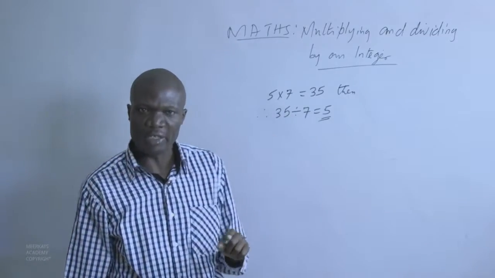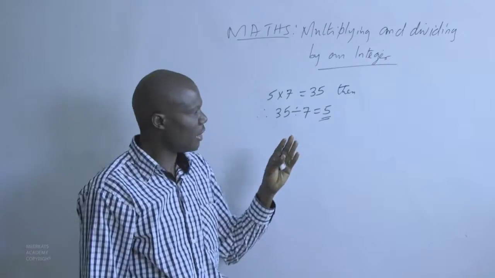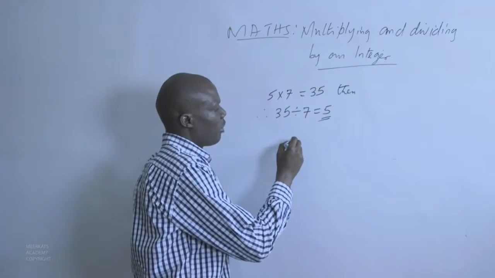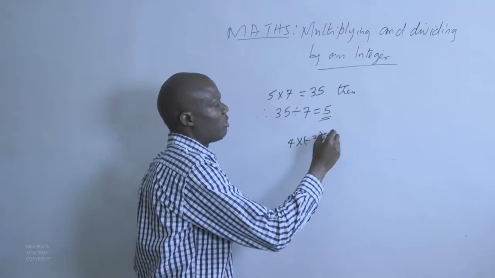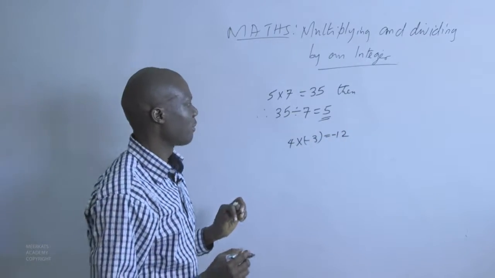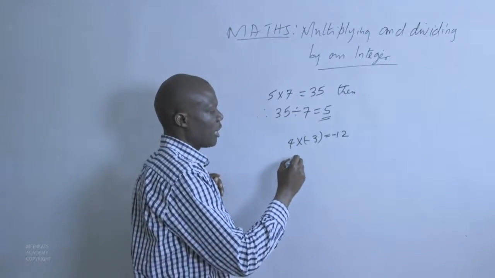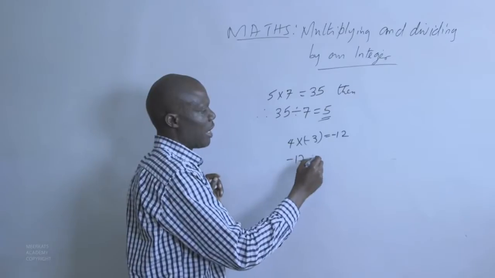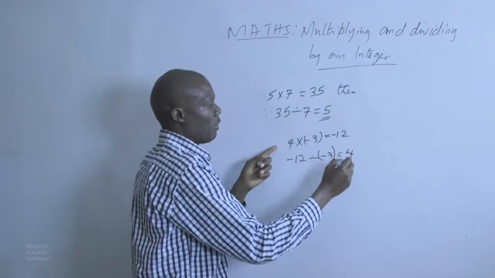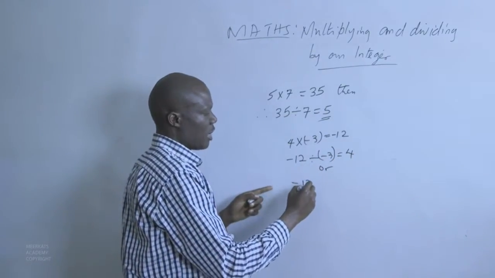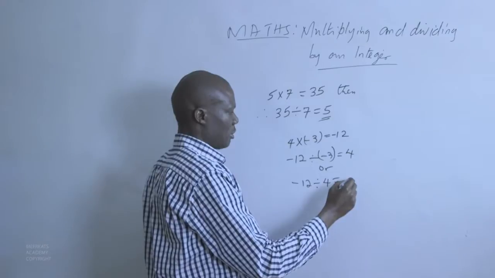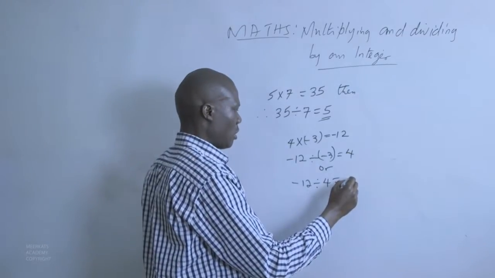Now, if this is the case, our earlier illustration was telling us that if you take 4 multiplied by negative 3 will give us negative 12. Then we can agree that it is true if we take negative 12 divided by negative 3, it should give us a 4. Or negative 12 divided by 4 should give us negative 3.